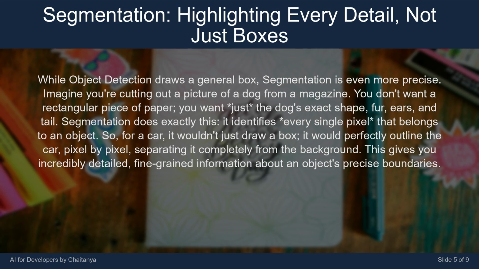While object detection draws a general box, segmentation is even more precise. Imagine you're cutting out a picture of a dog from a magazine. You don't want a rectangular piece of paper. You want just the dog's exact shape, fur, ears, and tail. Segmentation does exactly this. It identifies every single pixel that belongs to an object. So, for a car, it wouldn't just draw a box. It would perfectly outline the car, pixel by pixel, separating it completely from the background. This gives you incredibly detailed, fine-grained information about an object's precise boundaries.